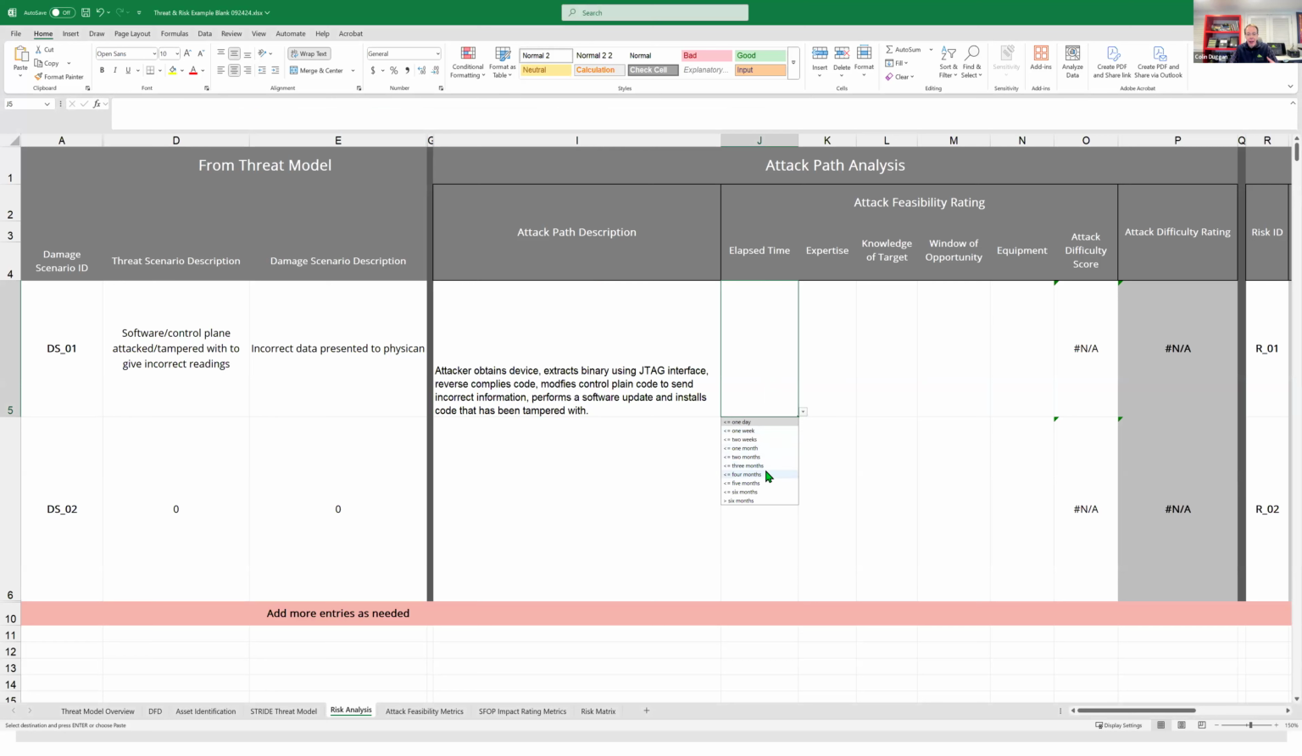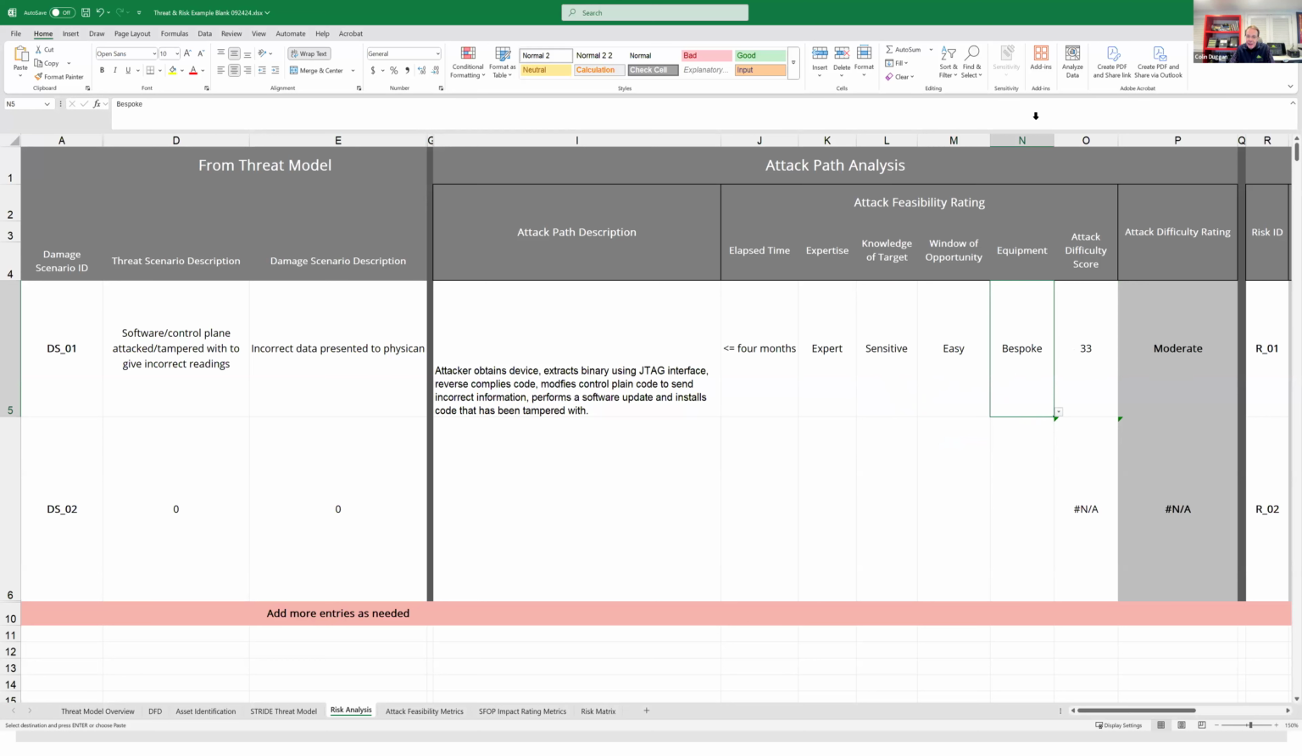Then in terms of elapsed time, you need to think about how difficult the attack is. This is not an easy one to perform, but we said 4 months. You need an expert. You need what we consider sensitive knowledge of the target. What that means is information that's not readily available. In this case, you're reverse compiling the code. The window of opportunity is easy because the attacker can buy the device off eBay, bring it to their lab, spend as much time as they need. And the equipment we have listed here is bespoke.